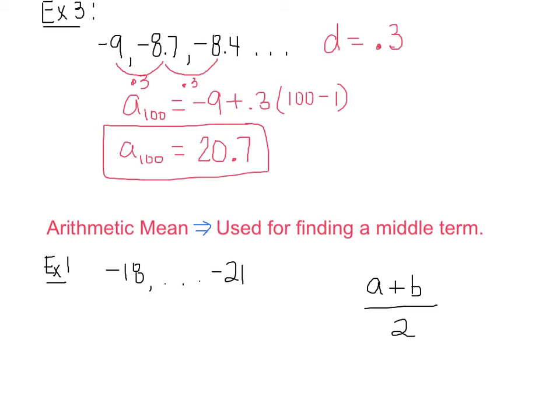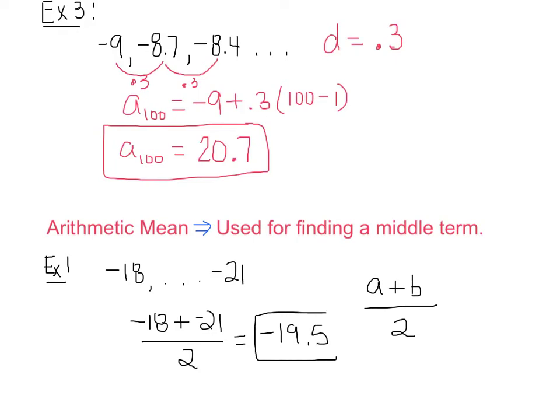Now for the geometric mean, it's going to be different. So if I was trying to find the mean for this, I would take negative 18, I would add to it the negative 21, and then I would divide by 2. So using my calculator, I would get negative 19.5 for the mean.